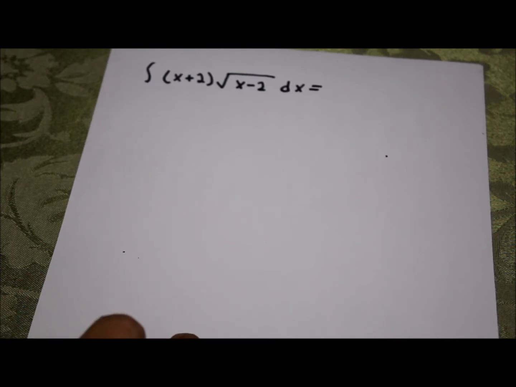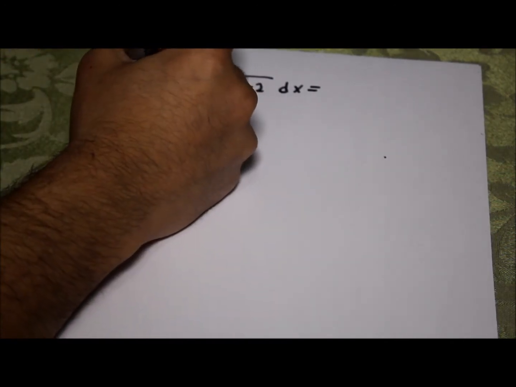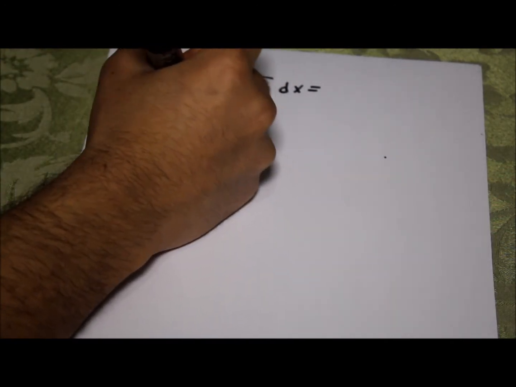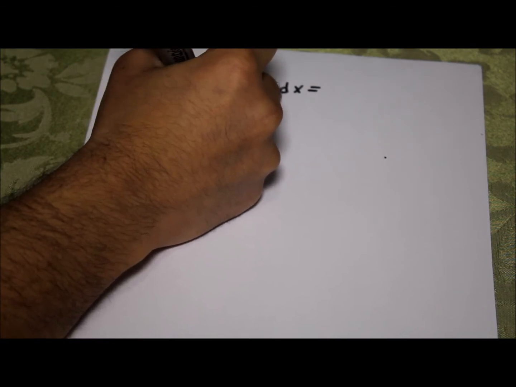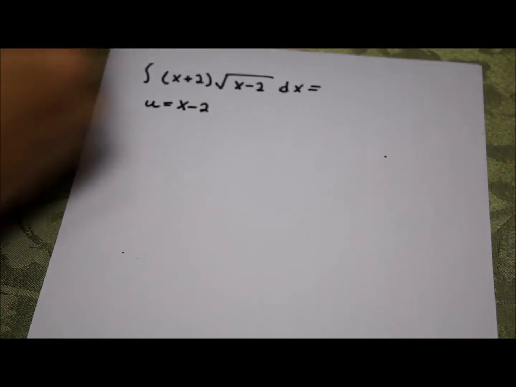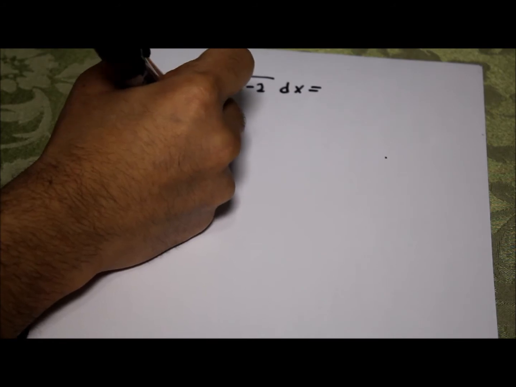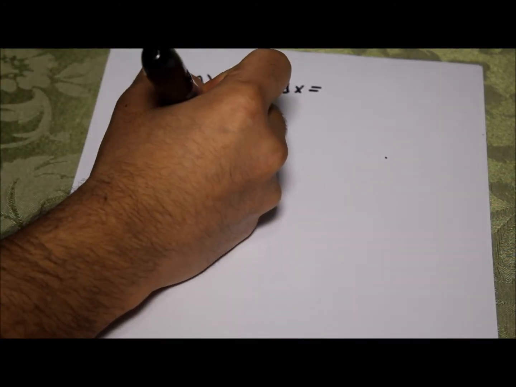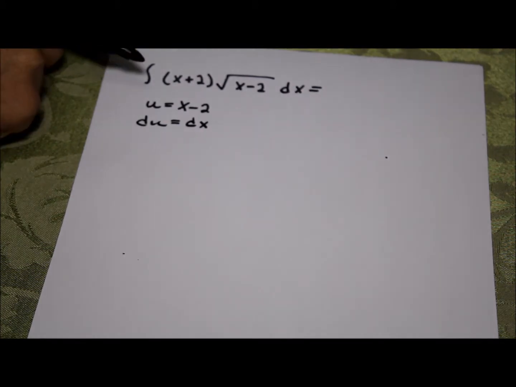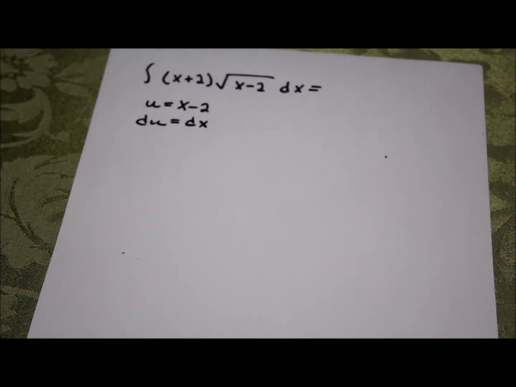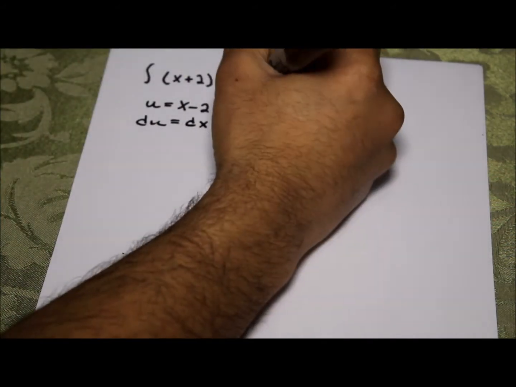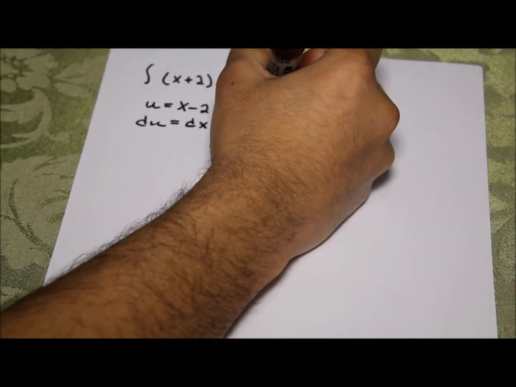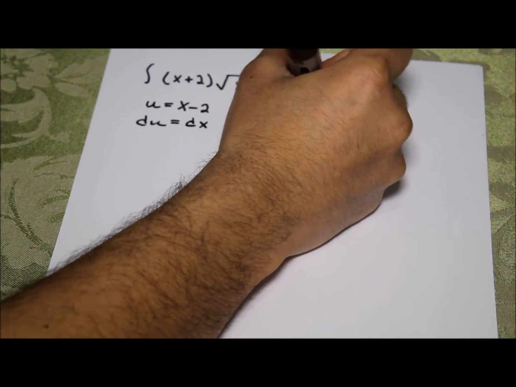So what we can do is set u equal to what's inside the radical, x minus 2, and then du is just equal to, the derivative of x is just 1, so that's du equal to dx. And the derivative of a constant is just 0. Now, x is equal to u plus 2.